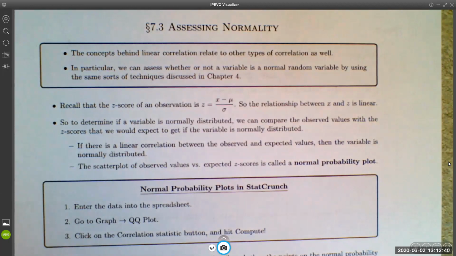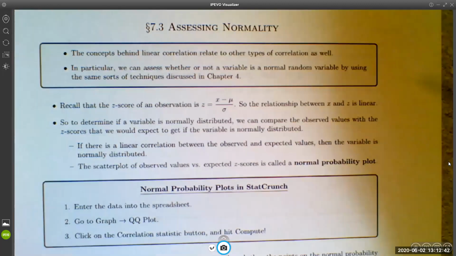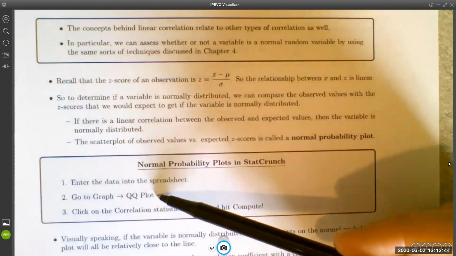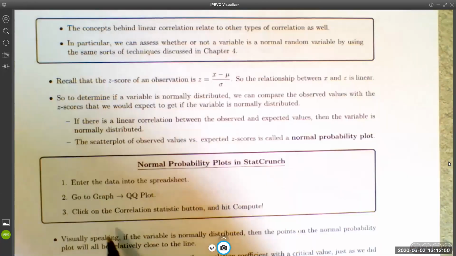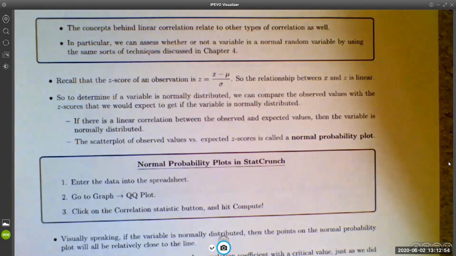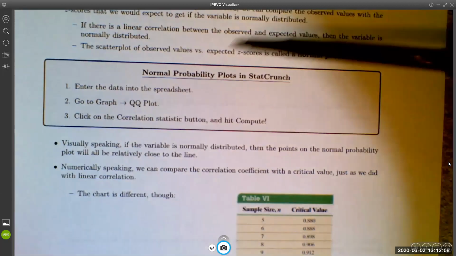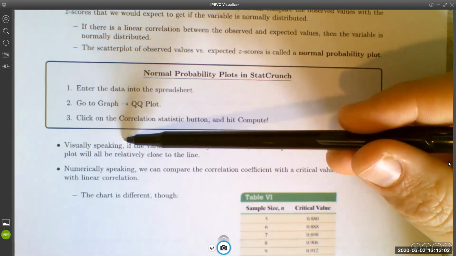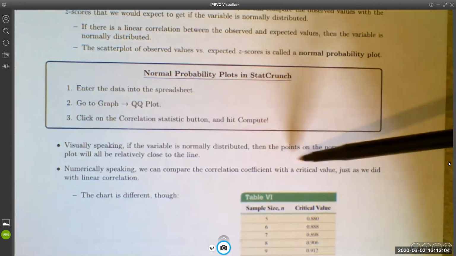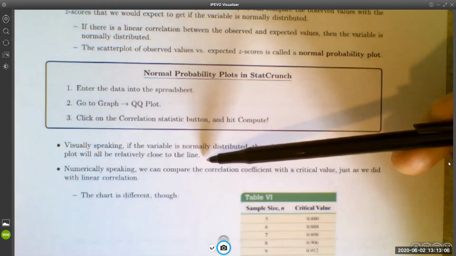To make a normal probability plot in StatCrunch, we go to Graph and then QQ Plot. If you want the correlation statistic to go along with it, then you click on the little button that says add correlation statistic. Visually speaking, what we're looking for when we look at a normal probability plot is that the points should all be pretty close to the line.